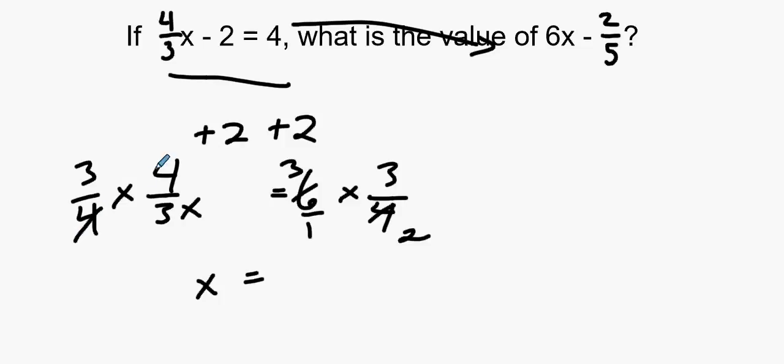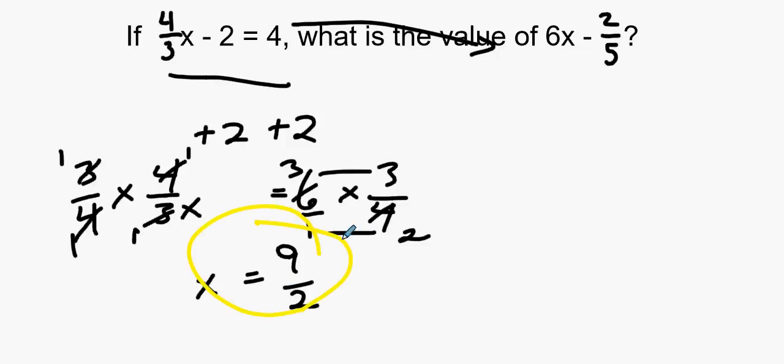This undoes what we had. This is all 1s now, giving me a 1x, which in the grand scheme of things can just be an x. And on the right side, I've got now reduced to 3 times 3, and 1 times 2, 9 halves. Don't forget to finish the problem. This helps me with step number 2. This was step number 1. Step number 2.